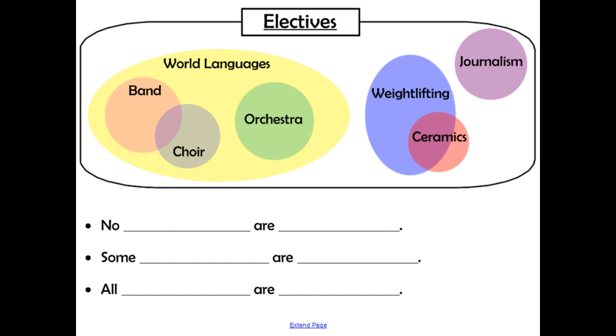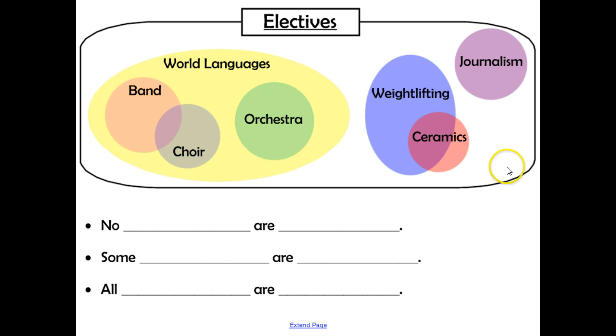Generally speaking, when you're looking at a Venn diagram, you should be able to fill in the blanks for these 3 types of statements. No blank are blank, some blank are blank, and all blank are blank.